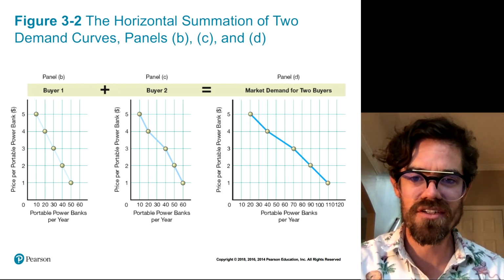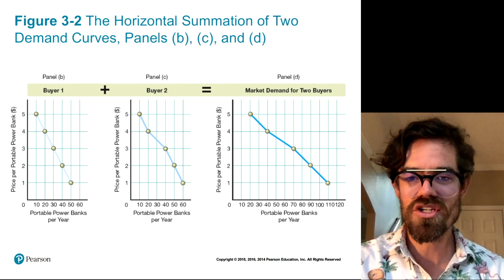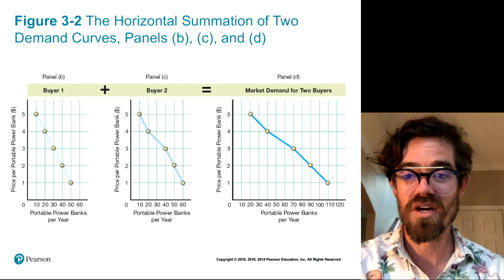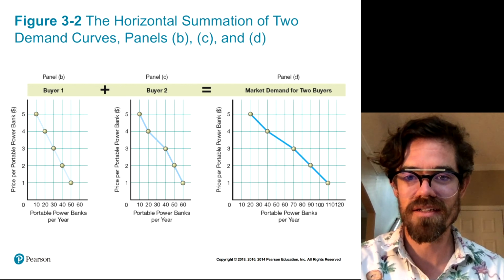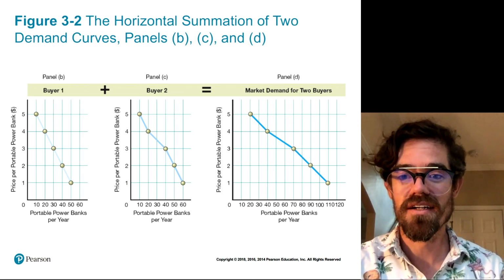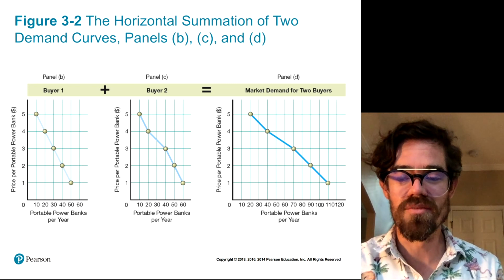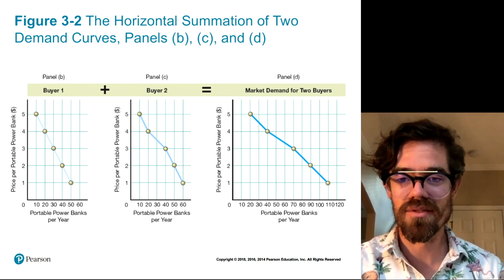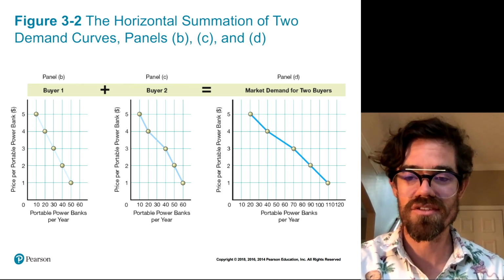And as you'll notice, the market demand, since it's higher, looks like it's pushed out further to the right. Right. So you look at panel D here, the market demand curve looks pushed further to the right, and that's because it's higher. So higher demand will imply that the demand curve is pushed to the right, and we'll talk about that in the next section actually.